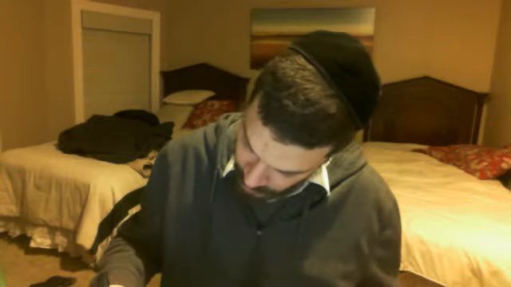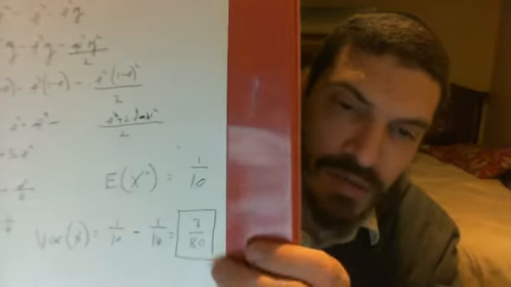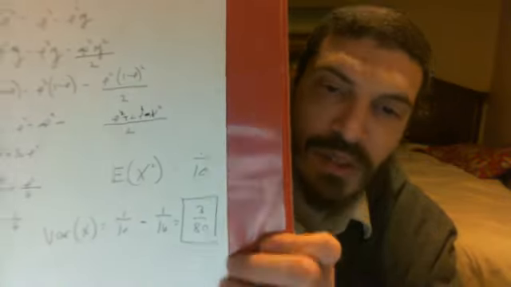Final answer deserves to have a nice box. 3/80. That is the variance, a tenth minus a 16th, 3/80. So we know already the Ex, the Ey, and the variance of x. Now how about the variance of y?